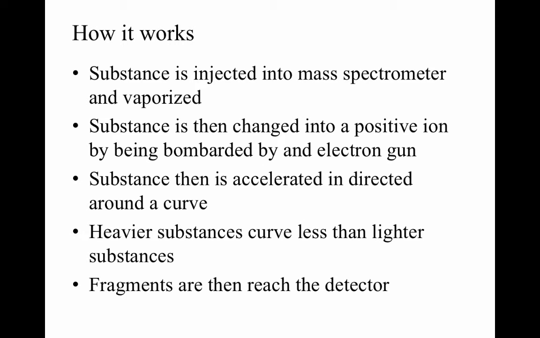So again, going over kind of how it works. A substance is injected into the mass spec and it's vaporized. Then it is accelerated and changed into a positive ion by being bombarded by that electric gun. All right, so high speed, high energy electrons hit the sample. Then it's accelerated and directed around a curve. Heavier substances curve less than lighter substances, having to do with the momentum.